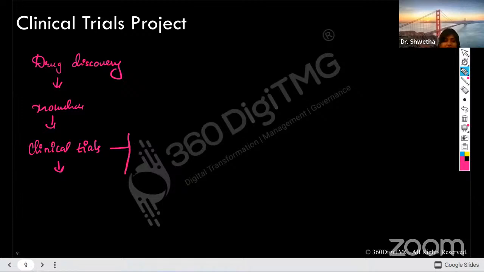Clinical trials will be in multiple phases. First, they'll be checking it in animals. If it is found safe in animals, then they go for human testing. First, they'll check this particular molecule in a person who has the disease. Say if it is a medicine for diabetes, they'll check this tablet for people with diabetes.